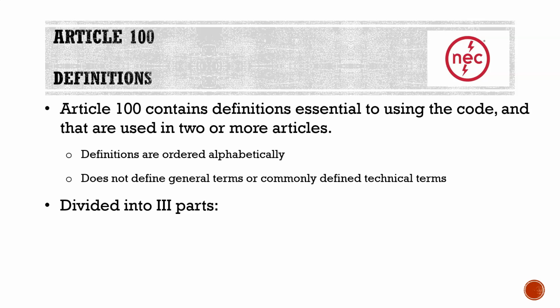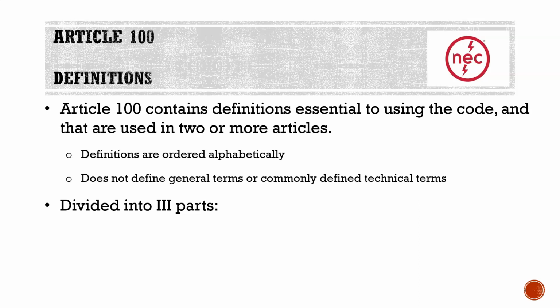This is the first time I've mentioned parts in this course, so a quick explanation of that. We previously talked about how the NEC is broken down into 9 chapters. Now, each chapter is then further broken down into articles. We've talked about Article 90 and Article 100.